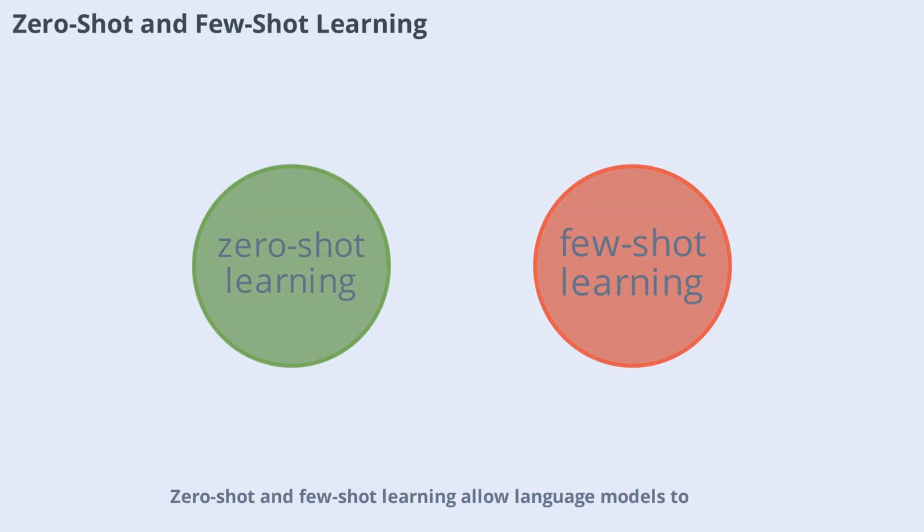Zero-shot and few-shot learning allow language models to perform new tasks with little or no additional training. By leveraging prior knowledge, these models can generalize to unfamiliar situations. This capability opens up exciting possibilities for rapid adaptation and flexible AI solutions.